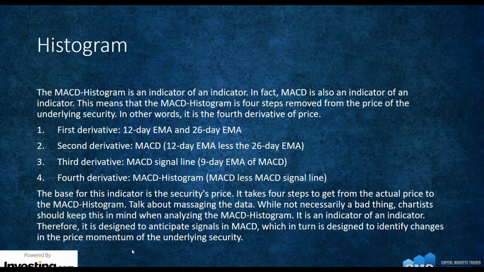Now, this histogram actually tells you the whole story. And eventually, when you've used MACD long enough, you might be able to look at that histogram and see the whole picture. So the base for the indicator is the security's price. It takes 4 steps to get from the actual price to the MACD histogram. While not necessarily a bad thing, chartists should keep in mind when analyzing the MACD histogram that it is an indicator of an indicator. Therefore, it is designed to anticipate signals in the MACD, which in turn is designed to identify changes in the price momentum of the underlying asset.